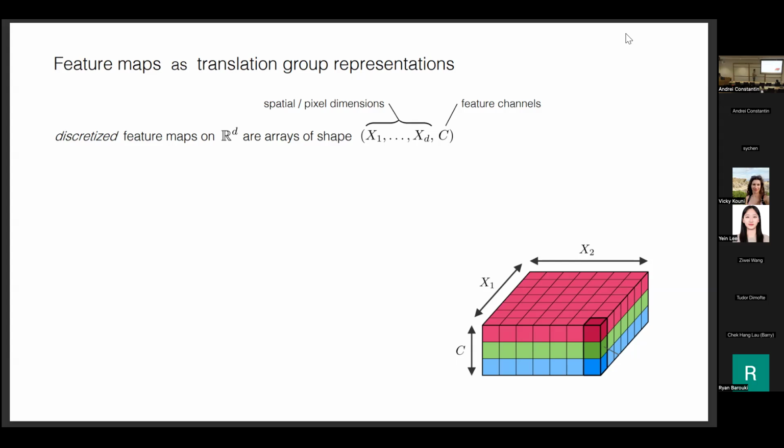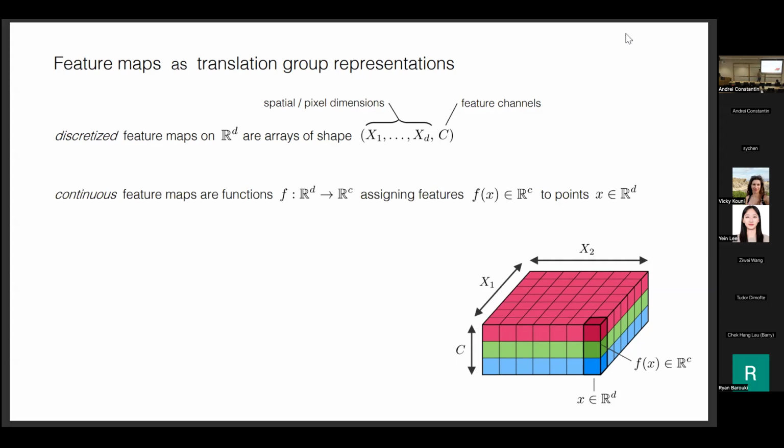And as an example here, I have an RGB image where you have a certain height and width, x1 and x2 of the image, and then you have 3 color channels. So this is what you have in discrete space. But to treat that analytically, we will look at continuous feature maps. And they are just functions from R^D, from your Euclidean space, to R^C. So essentially, you assign such a feature vector f of x in R^C to each point of space, right?